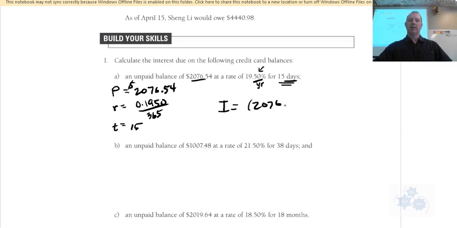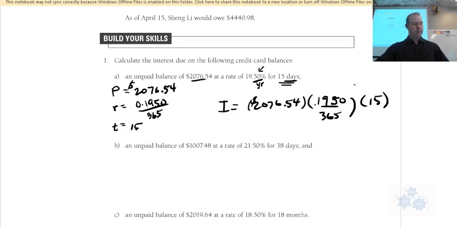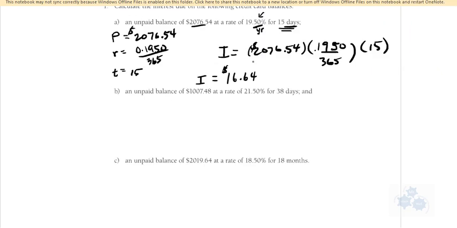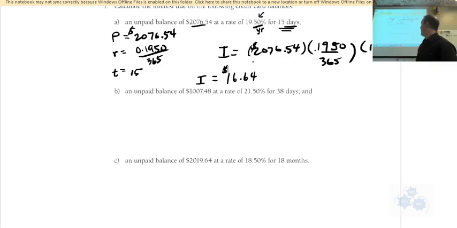That's 2076.54 times this, 0.1950 over 365 times 15. And I'll let you guys do that on your calculator. Make sure you can get that on your calculator. And I'll give you the answer in a second. Anybody get this number? I do.